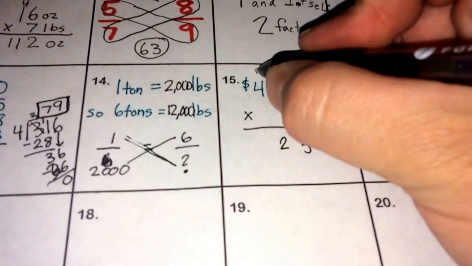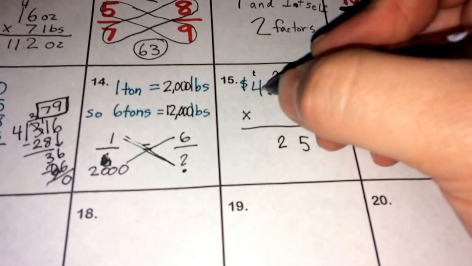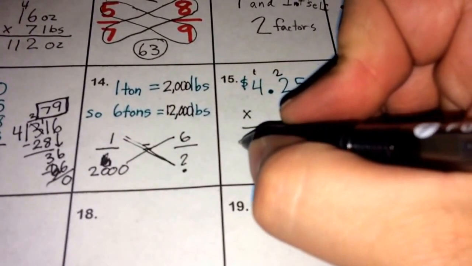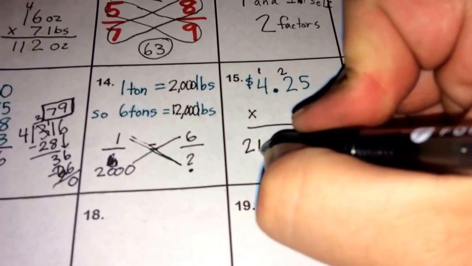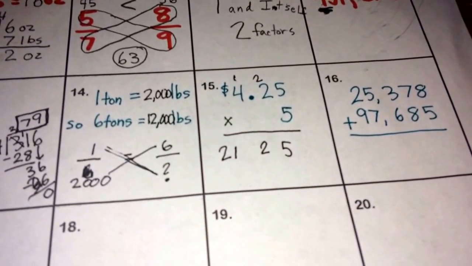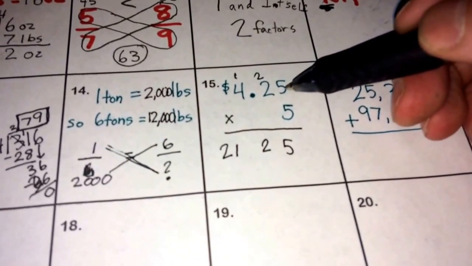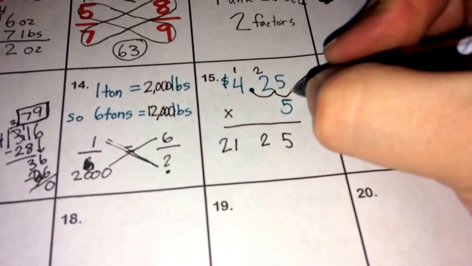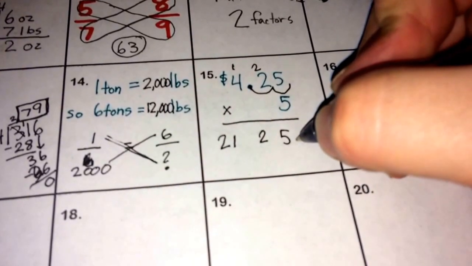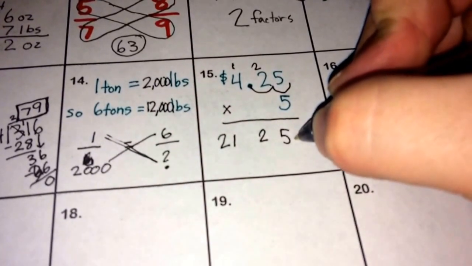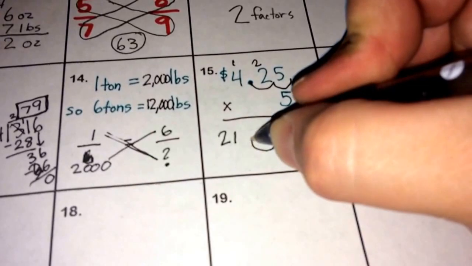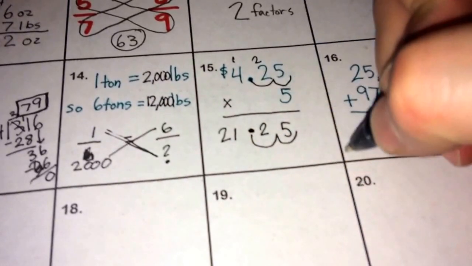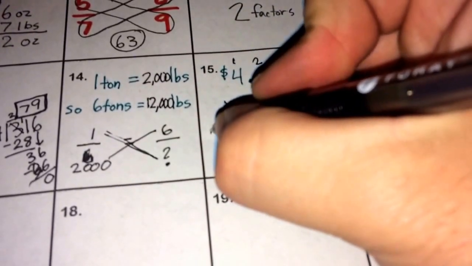Put my 2 down. Carry my 1. 5 times 4 is 20, plus 1 is 21. And since this is a multiplication of decimals problem, I need to count the amount of decimals in my problem. 1, 2. And I need to start at the end of my answer and put that many in my answer. 1, 2. Boom. And can't forget my dollar sign here.